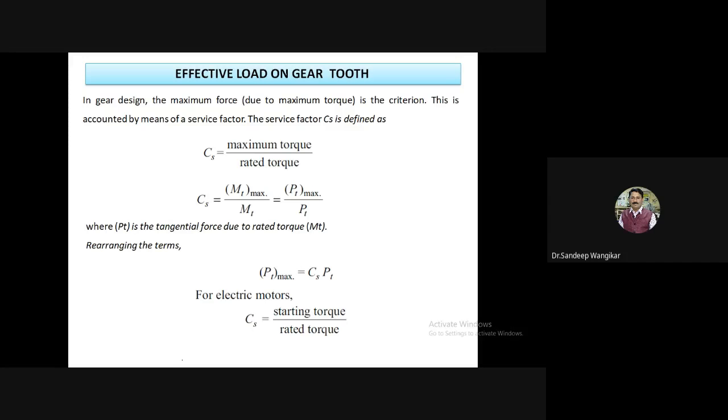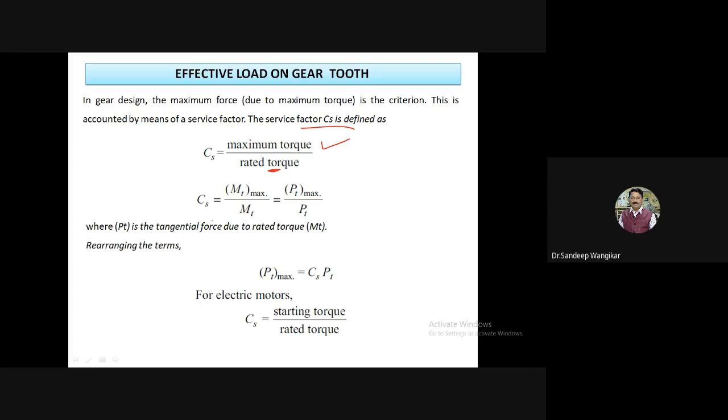This is accounted for by means of a service factor. Now here the concept of service factor is used. So what is the concept of service factor? Here it is mentioned as CS. Service factor is given by maximum torque divided by rated torque. What we are calculating is rated, and CS is the maximum torque, so CS I can write as MT max, maximum torque, divided by MT. This MT is what we are calculating in our generalized formulas.